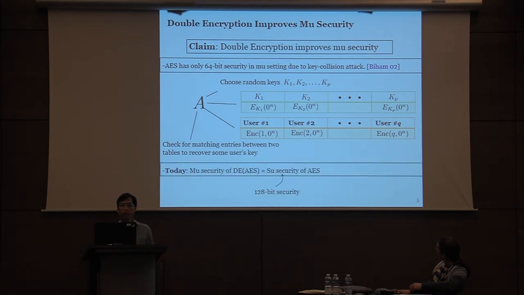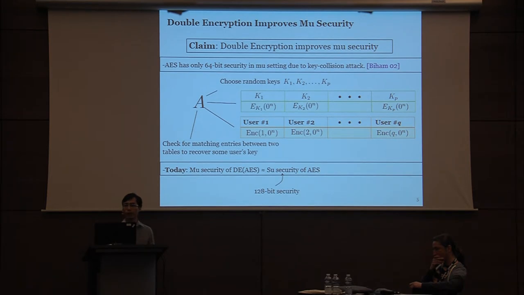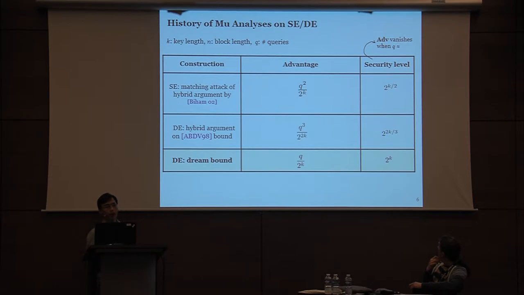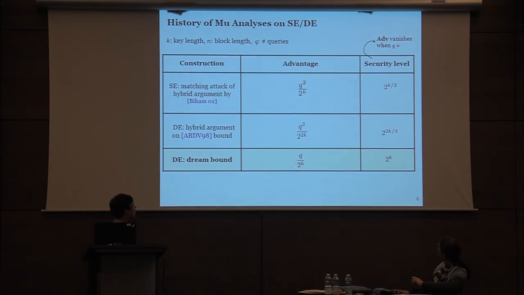In contrast, double encryption provides a good way to preserve security in a multi-user setting. In particular, double encryption has nearly 120 bits of mu security. So far, there has been no prior work on analyzing the mu security of double encryption, except the naive bound by the hybrid argument. While this is already enough to show that double encryption is quite a bit better than single encryption, it is way weaker than what double encryption can potentially offer. The goal of our work is to achieve this dream bound.